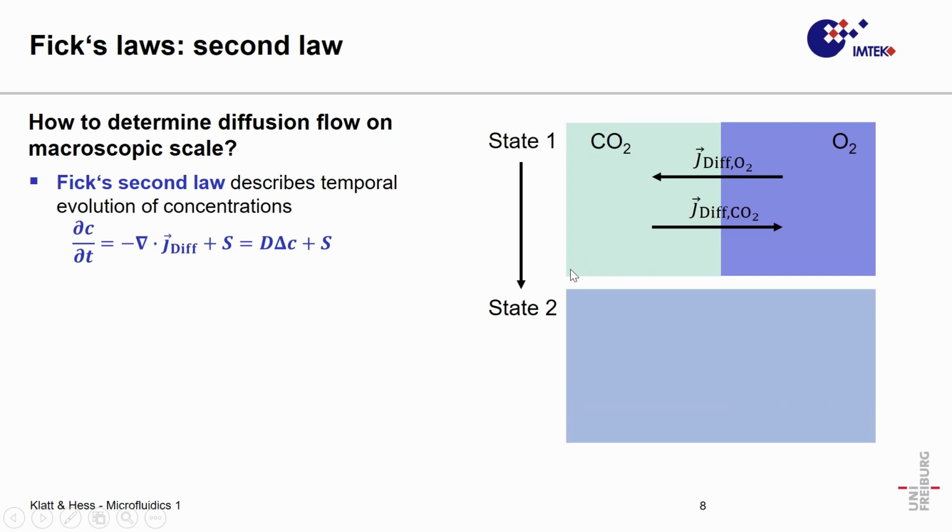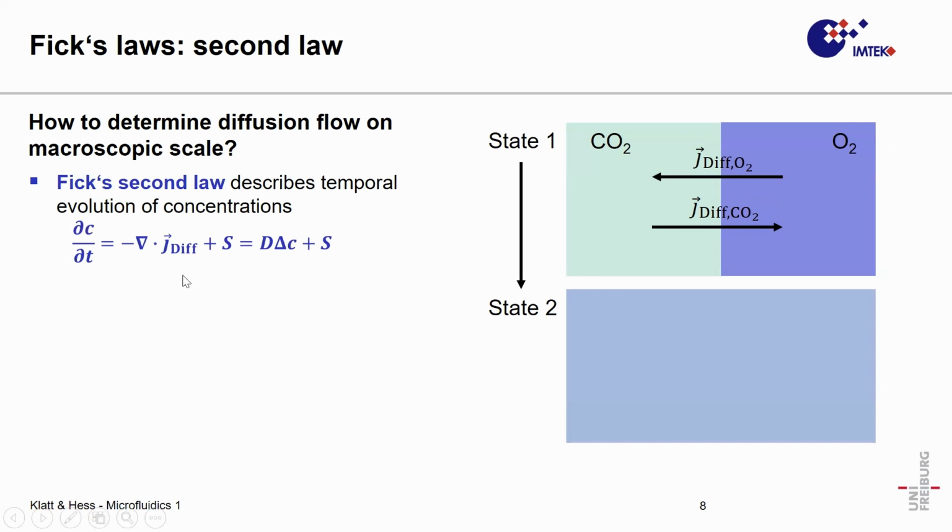If you look at a control volume, so let's just consider the CO2 area on the right-hand side, the temporal change of CO2 will basically be the CO2 leaving this control volume plus the CO2 that is generated or consumed within the control volume. So if you have a chemical reaction that creates CO2 out of other chemical reagents, this could be this additional S term.